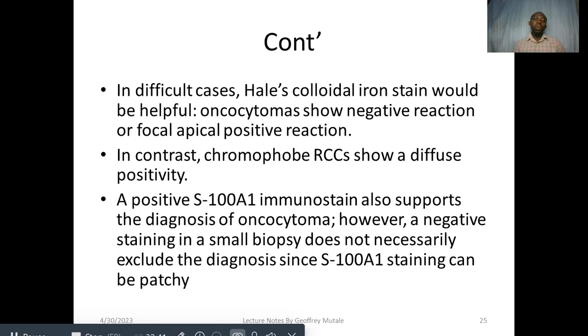Oncocytomas show negative reaction or focal apical positive reactions in this case. In contrast, the chromophobe RCC shows a diffuse positivity. A positive S100A immunostain also supports the diagnosis of oncocytoma. However, a negative staining in small biopsy does not necessarily exclude the diagnosis, since S100A staining can be patchy in that case.